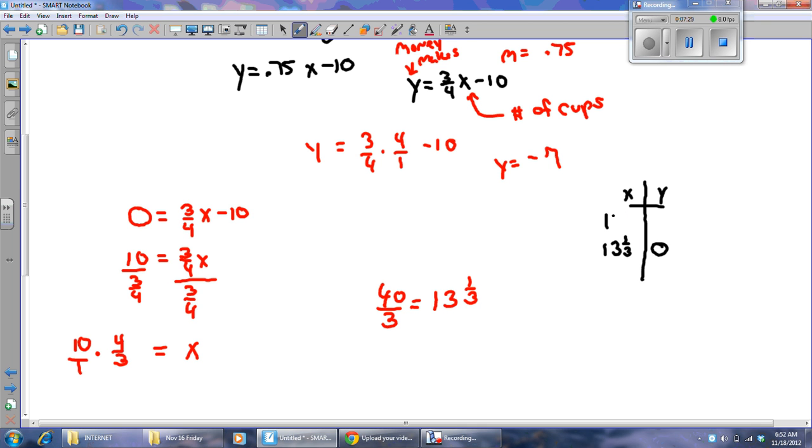What happens if he only sells 13? He gets a negative value, right? Okay. What happens as soon as he sells the 14th cup? He gets a positive value, and therefore he needs to sell 14 cups to make a profit.